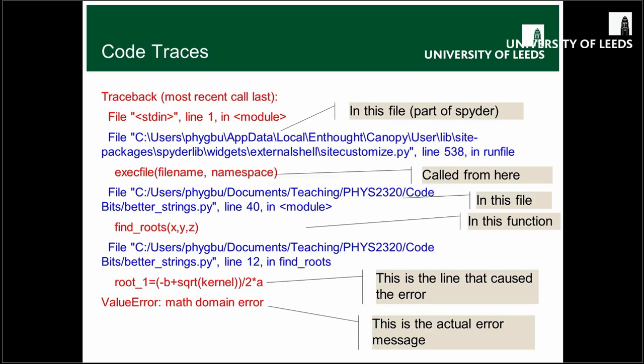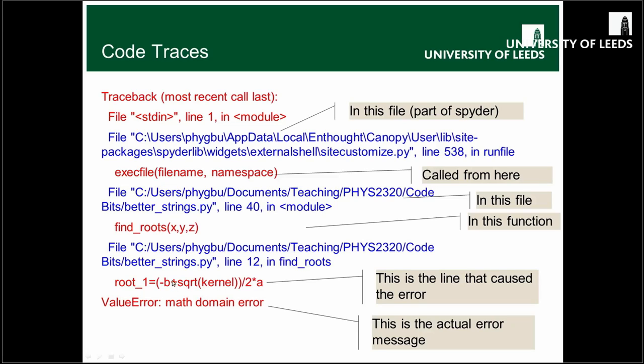But in this particular case, it's a math domain error. This comes about because the square root function is trying to calculate the square root of a negative number. So that's probably what's going wrong there. There's a good hint here: there's only one math function going on, so it's probably the one that's at fault.